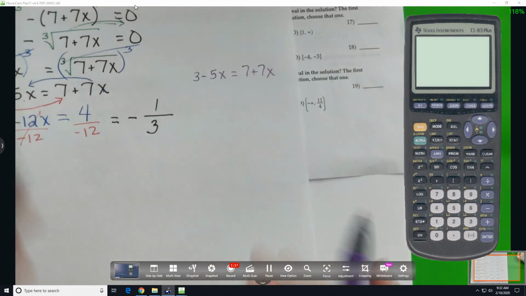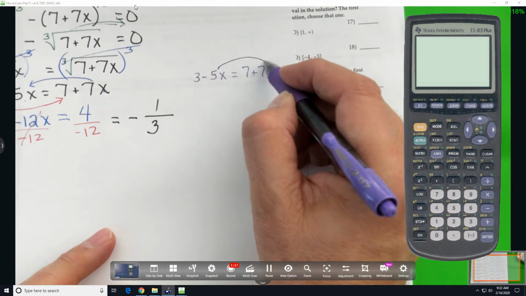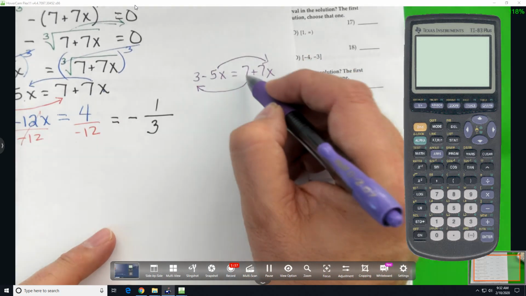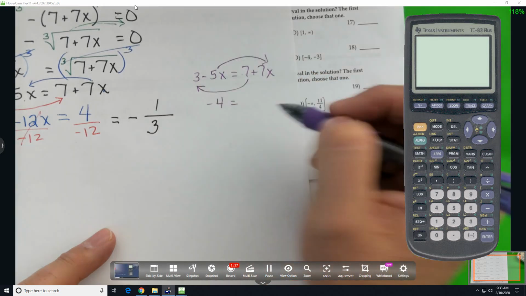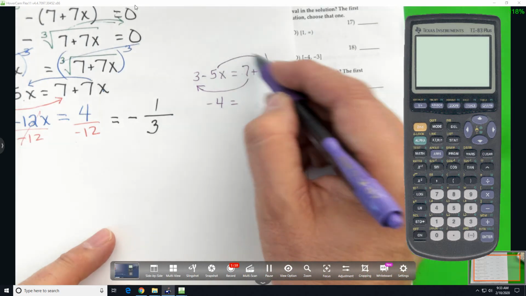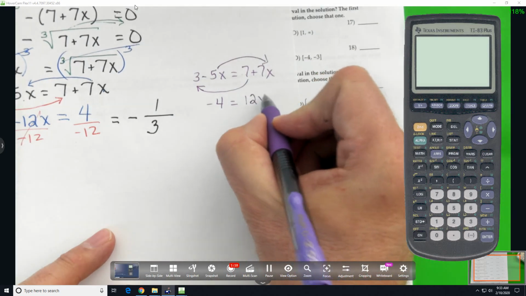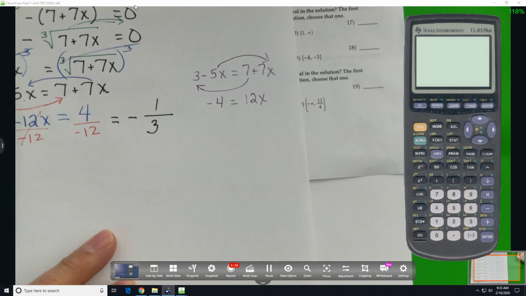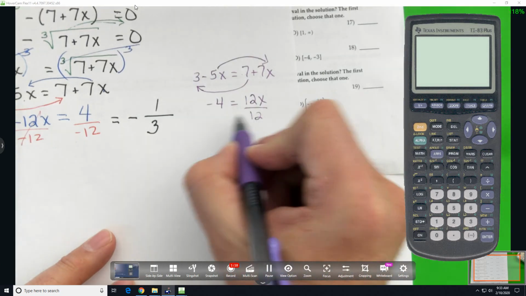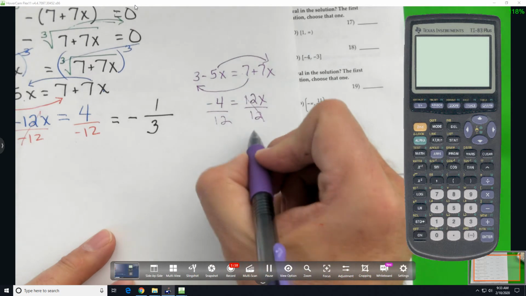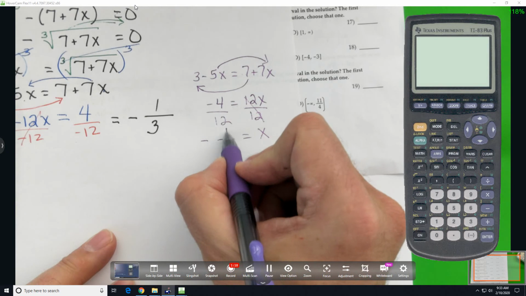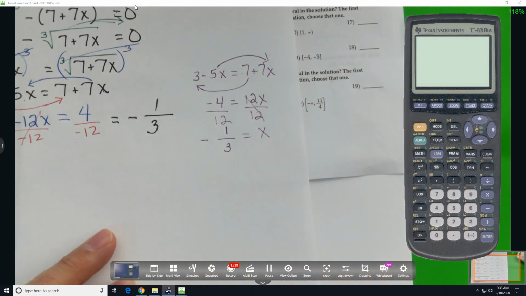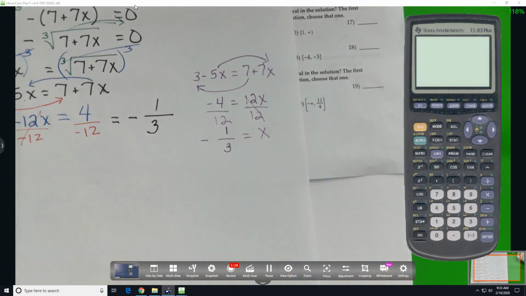Oh yeah, it doesn't matter which side you do. If you've done this over here, and that over there, then the 3 minus 7 would give you a negative 4 on the left. Adding the 5, that would give you a positive 12x. Divide by 12 to get the x by itself. And you're still getting a negative 1 over 3. Okay. It doesn't matter, it's up to you.